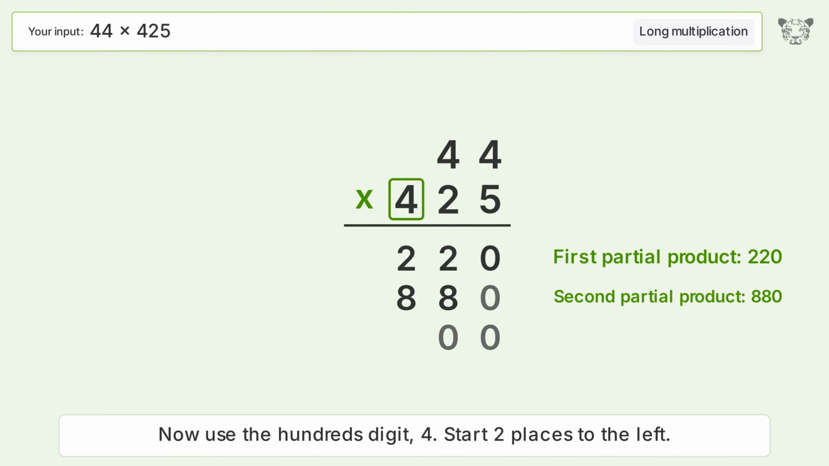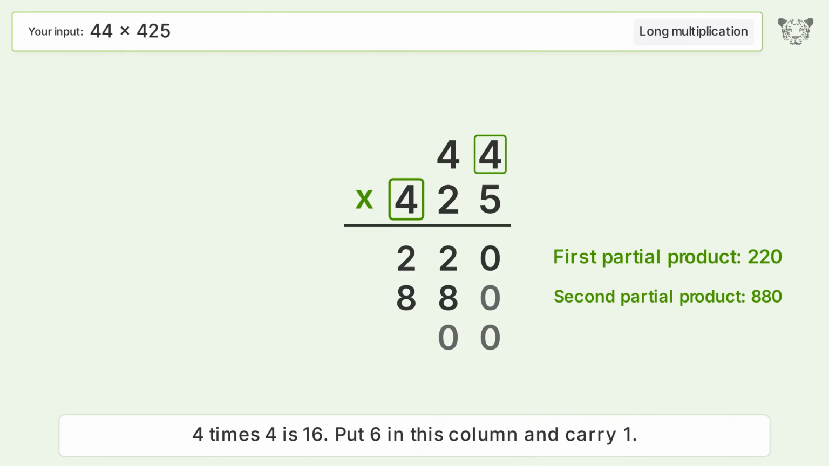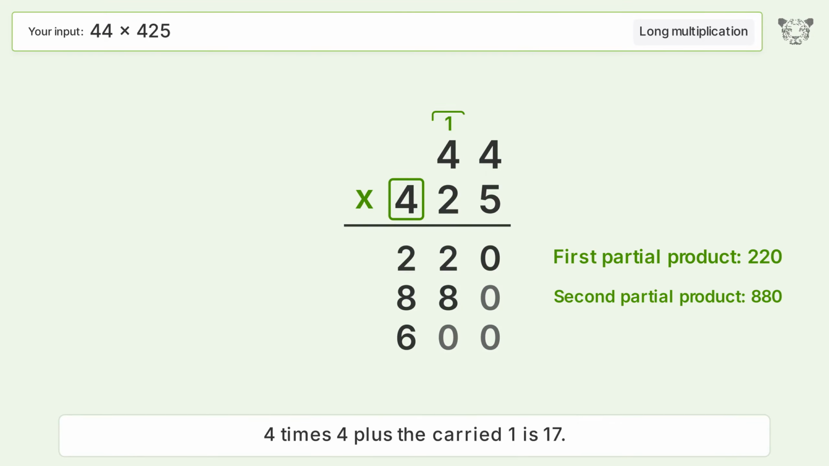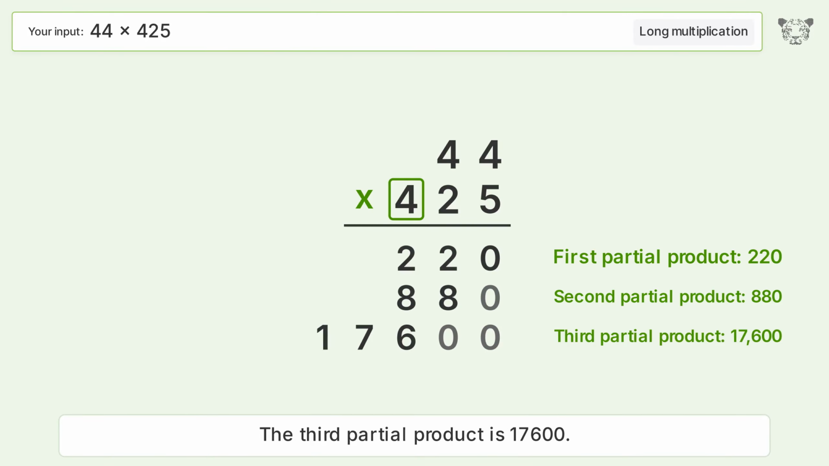Now use the hundreds digit, 4. Start two places to the left. 4 times 4 is 16. Put 6 in this column and carry 1. 4 times 4 plus the carried 1 is 17. The third partial product is 17,600.